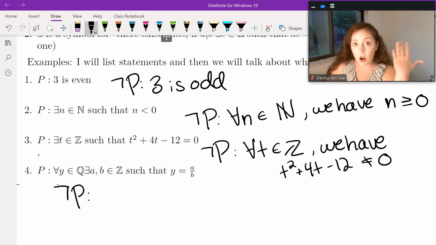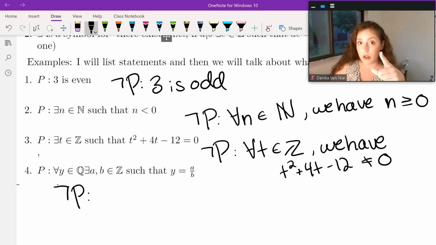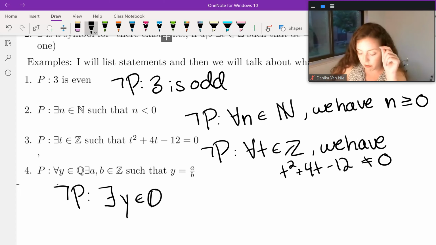So here we already are talking about all of them. So if it's false, if you could just find one element in the rationals that this is not true, then it breaks the whole thing. It breaks the for all, right? So the negation is going to start with there exists. There exists a y in the rationals.